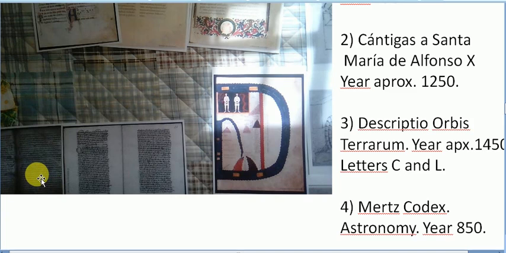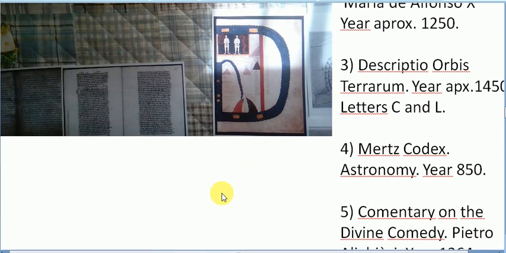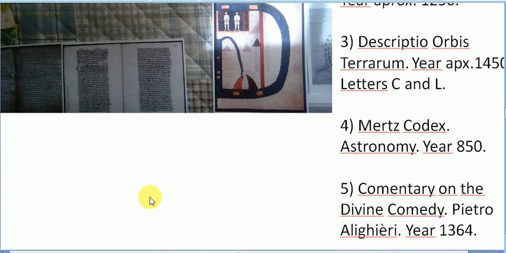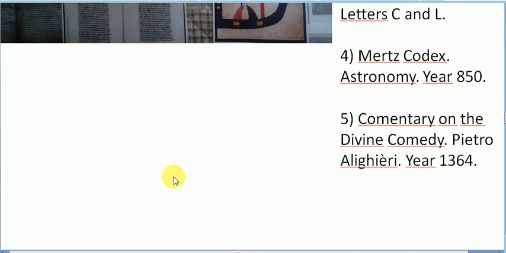But I found a Mert Codex, that is an astronomy book dated in the year 850, and I took some letters from it, and also I took some letters from a commentary on the Divine Comedy by Pietro Alighieri in the year 1364. Okay, this is what I chose.